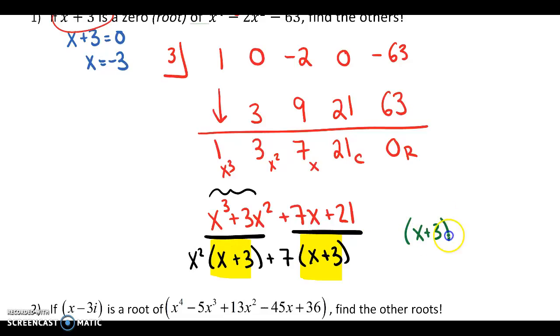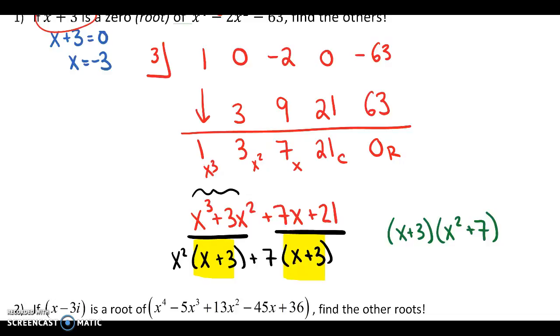So I'm going to rewrite x plus 3 once, and then I know that x squared plus 7 is what's being multiplied by the x plus 3, right? We distribute both of these to each of those, and it's the same thing as writing it this way. So how does that help me find the other zeros? Well, now you know, let's see, x plus 3 is one of the zeros. These are my others. So I can say x plus 3 equals 0, which means x equals negative 3.